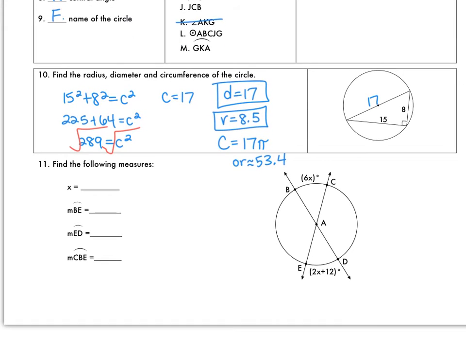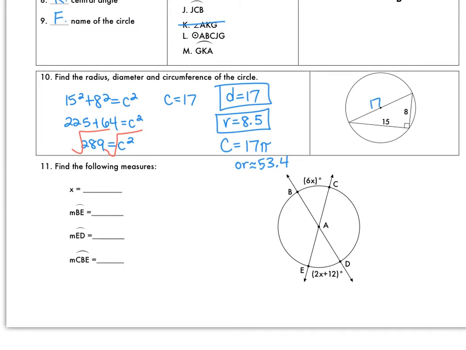All right, last part here on the first page. So find the following measures. So find x. Okay, so notice we've got some measurements here. These are not arc length because it has the degrees. So we're actually talking about the measure of the arc. So we're talking about the central angle here.